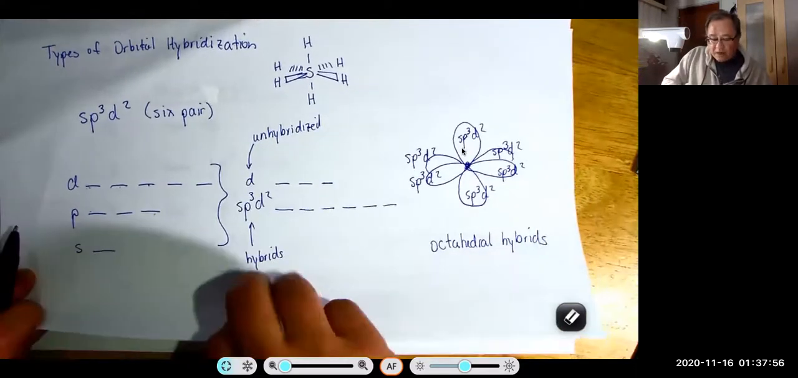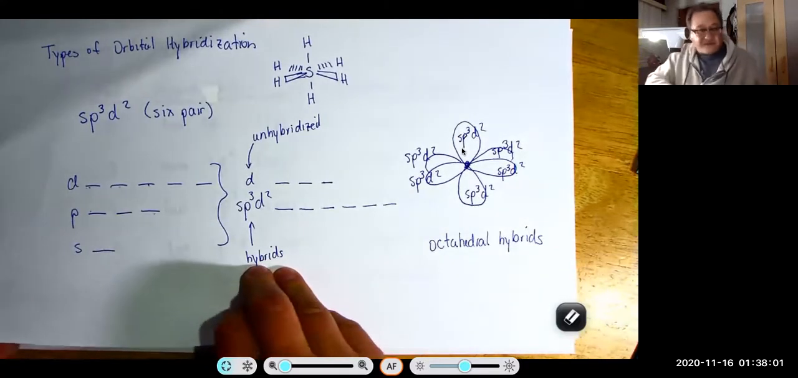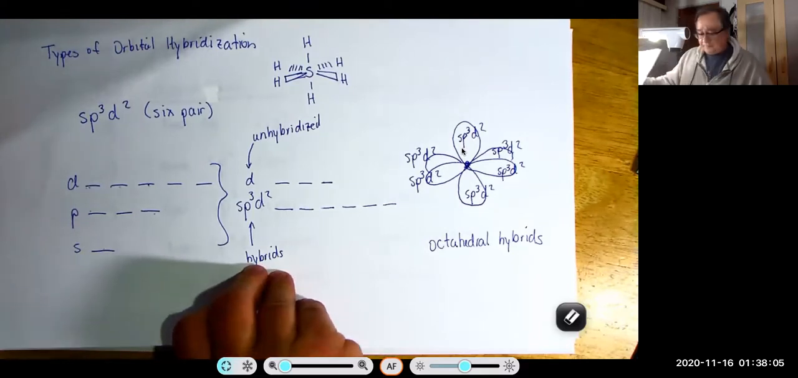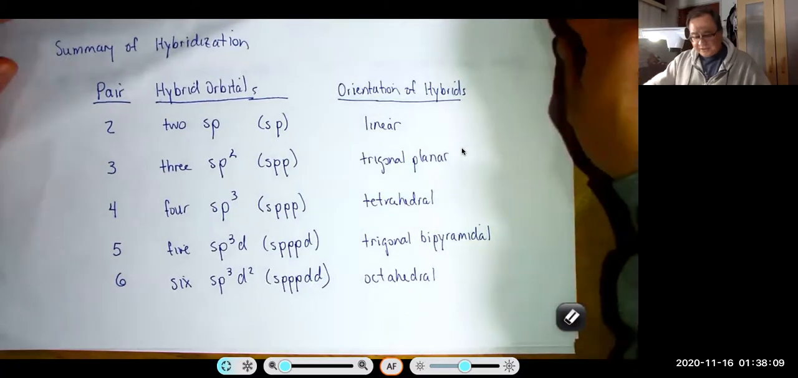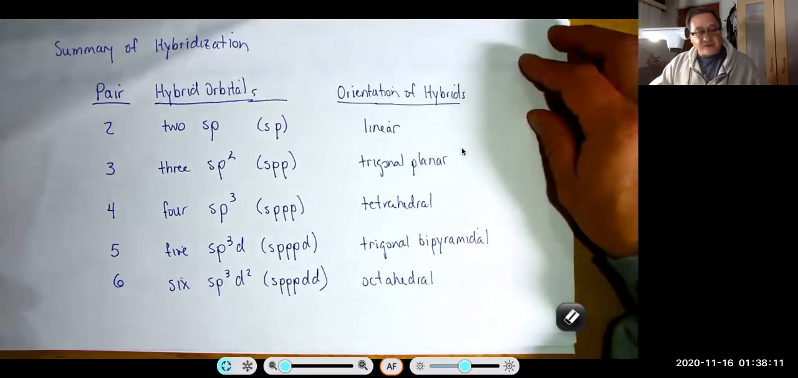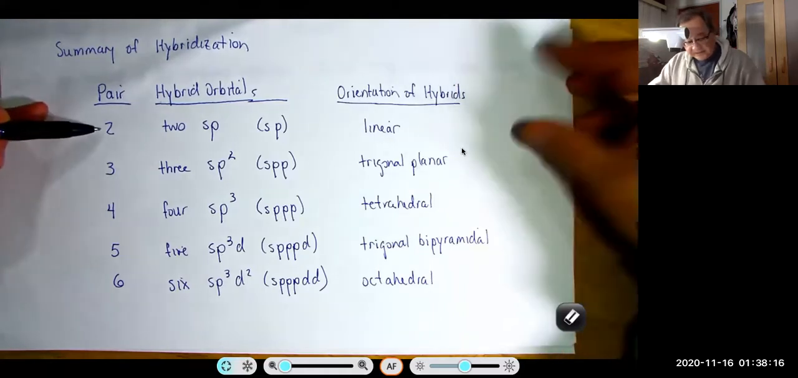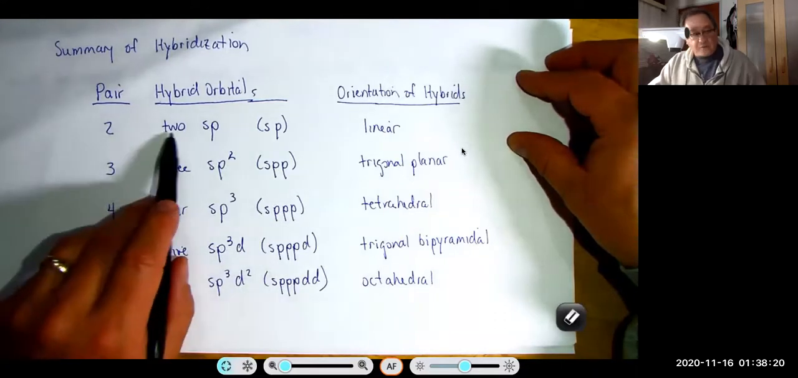So you want to be aware of those different types of hybridization. You want to be able to identify them, and you also want to be able to draw them. Let's look at the summary of hybridization, and this is how we figure out the hybridization of a central atom. If it has 2 electron pairs, it's sp, and there are 2 hybrid orbitals.